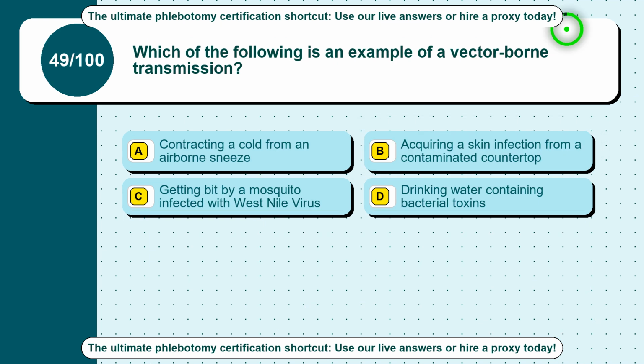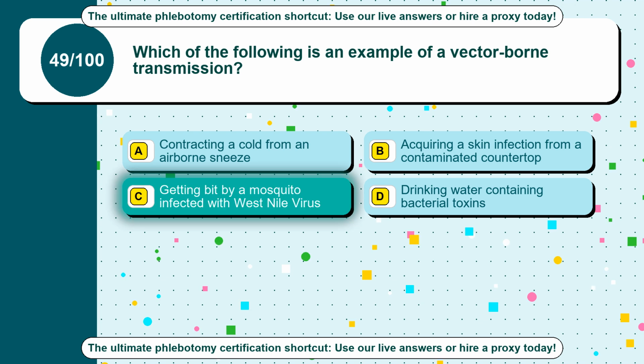Question 49. Which of the following is an example of a vector-borne transmission? Option A, contracting a cold from an airborne sneeze. Option B, acquiring a skin infection from a contaminated countertop. Option C, getting bit by a mosquito infected with West Nile virus. Option D, drinking water containing bacterial toxins.